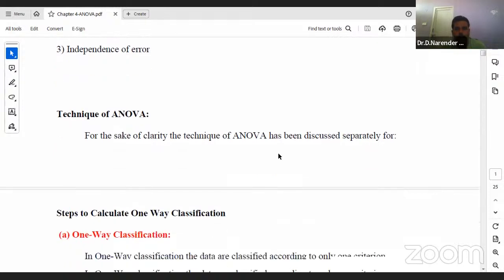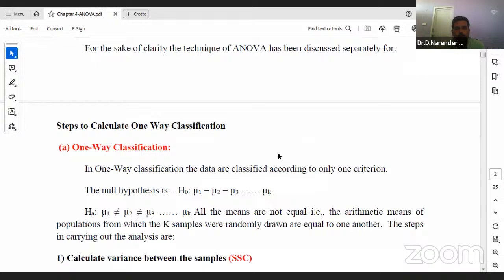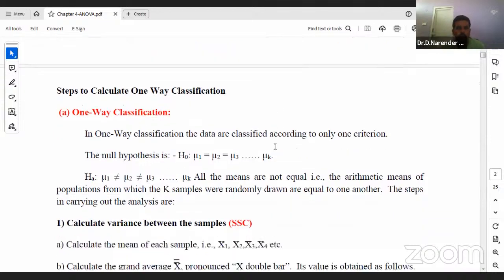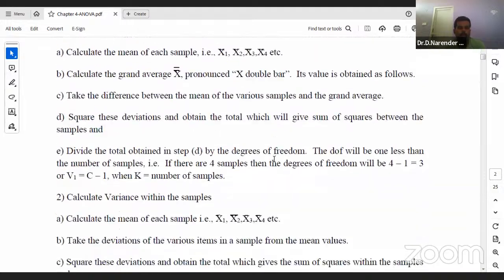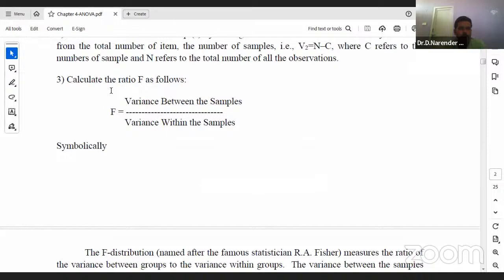Here is the technique of ANOVA. For the sake of clarity of the technique of ANOVA, it has been discussed separately, that is, the steps in calculating one-way and two-way. So here only two techniques are there: ANOVA one-way classification and ANOVA two-way classification. We are going to see one-way classification. So this is the formula. Calculate the ratio F as follows.